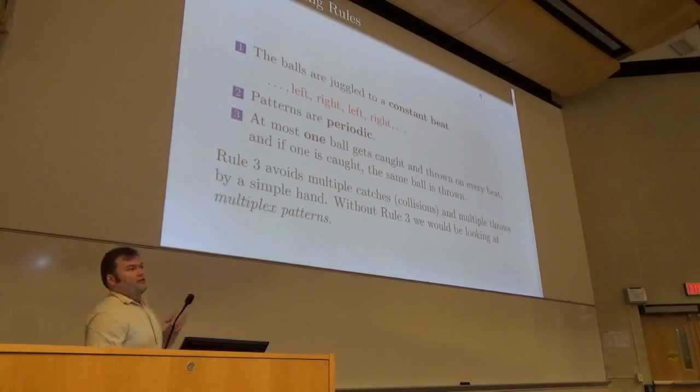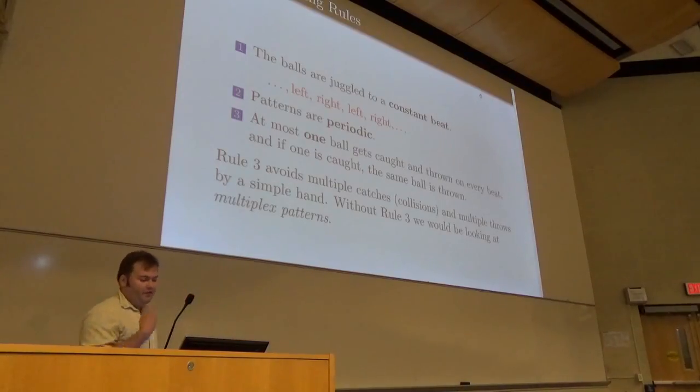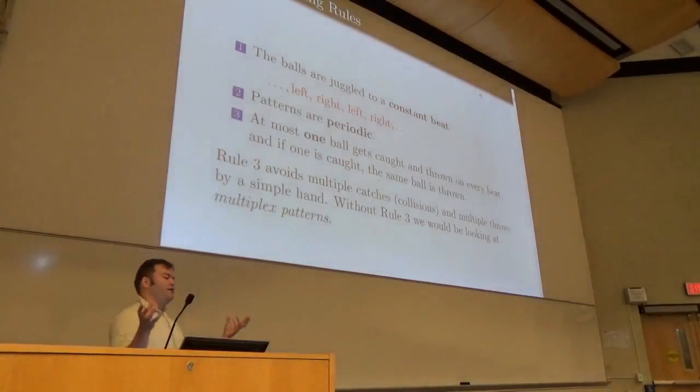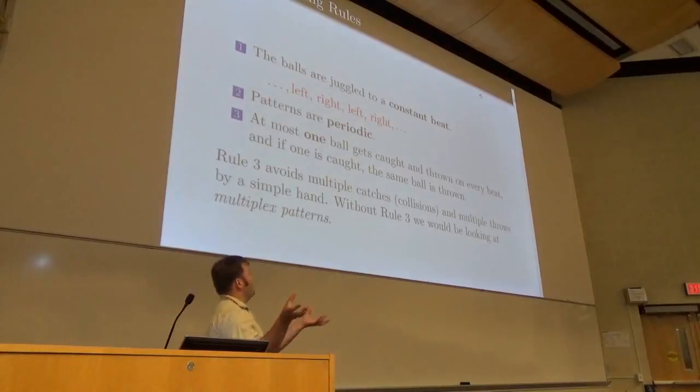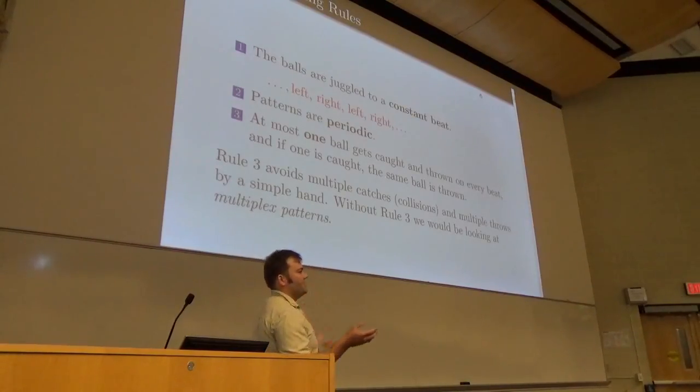One other thing we're going to assume is that you're juggling some pattern, and at some point it's just going to continue to repeat. So it's going to be periodic. And the third rule is that when you do these throws, at most one ball is going to be caught and thrown on every single beat. If one is caught, then you have to throw that same ball. So this third rule avoids collisions.